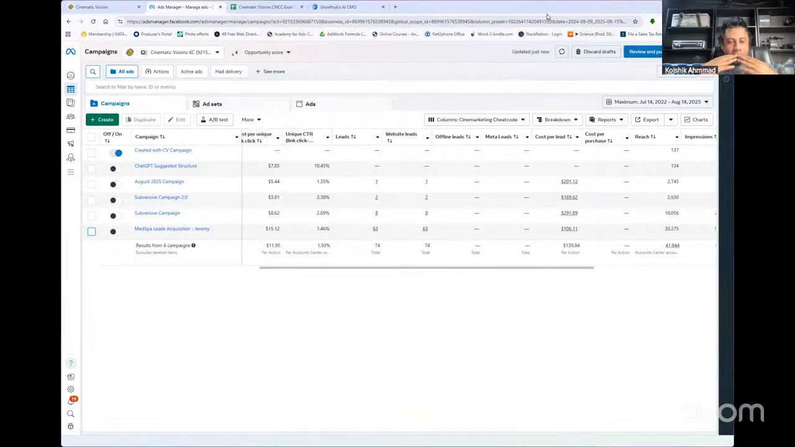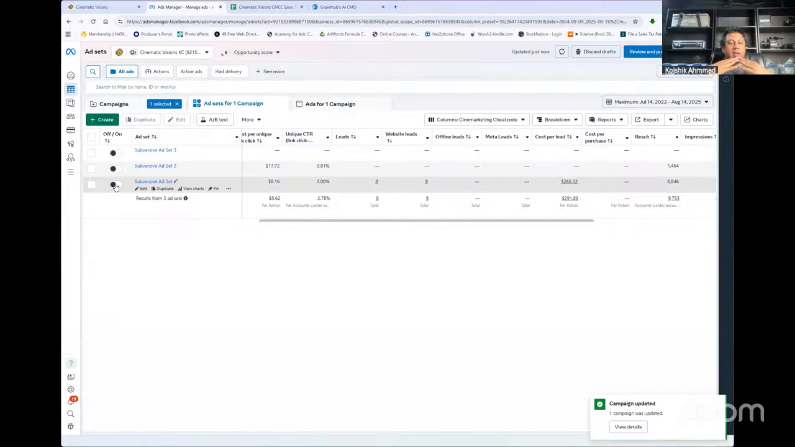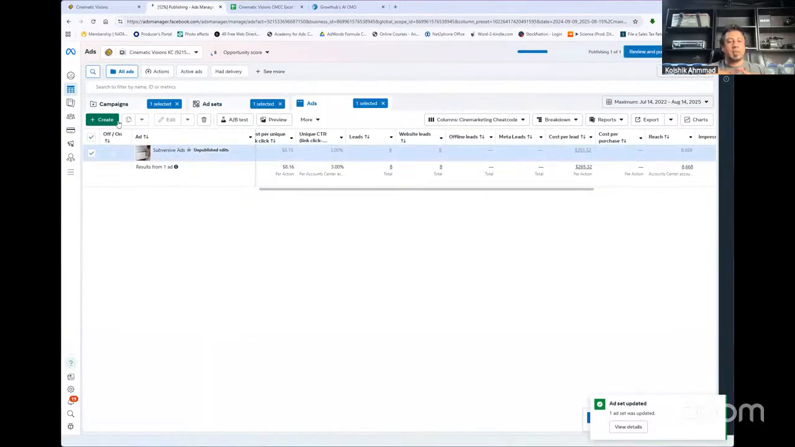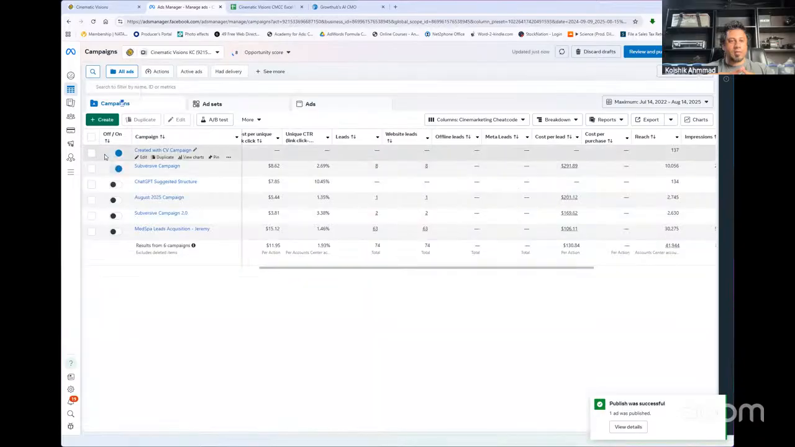So the first thing I would like to do, as silly as it's going to sound, is just turn back on the original submersive campaign and turn on the original ad set and turn on the original ad. The reason for that is, in my experience, I have had this in the past. I ran something, and that's it. And then turn off everything else. Or if you have other ad sets, campaigns or whatever, turn those off.